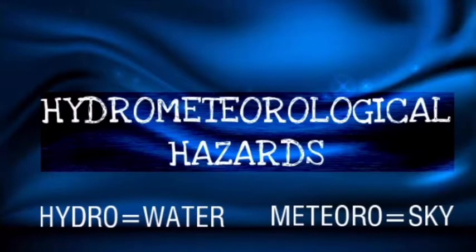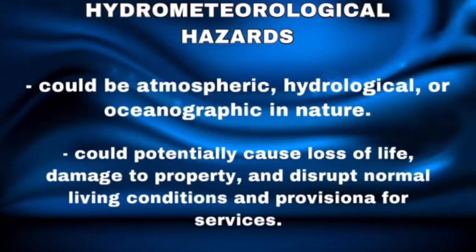Next, we have hydrometeorological hazard. Hydro, which means water, and meteoro from the sky. Hydrometeorological hazard could be atmospheric, hydrological, or oceanographic in nature. They could potentially cause loss of life, damage to property, and disrupt normal living conditions and provisions for services.